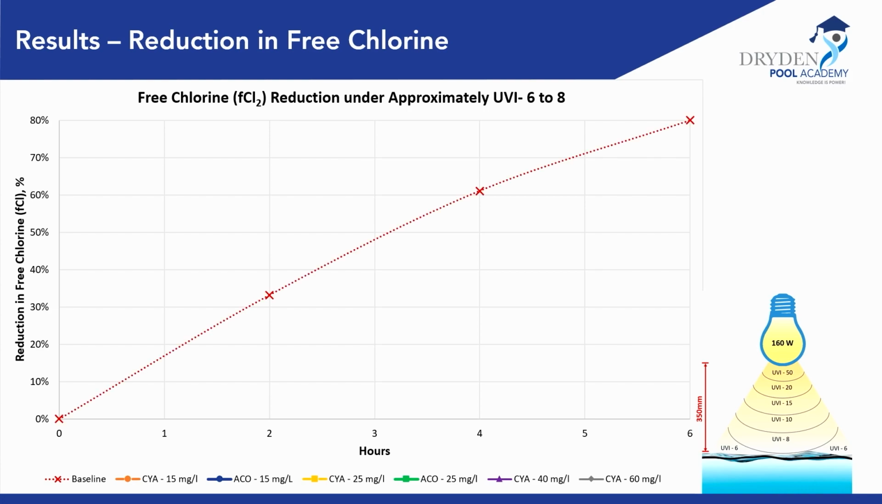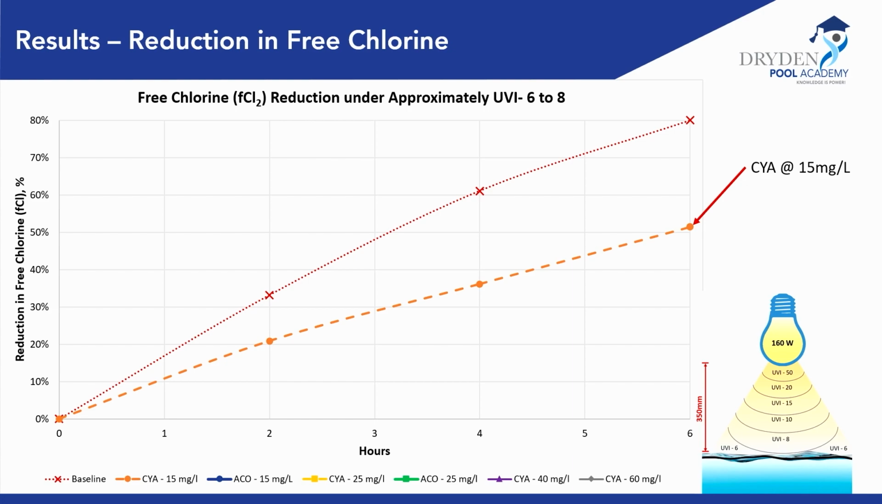First up, this one I'm calling the baseline. This is just the water on its own exposed to UV light with no additional chemicals added. Here, if we look at the 3-hour mark, we've got a reduction of around 50% of free chlorine. So after the 3-hour mark, we only have 50% of the free chlorine left. And at the 6-hour mark, actually 80% of the free chlorine has been consumed, so we only have 20% of the available free chlorine left.